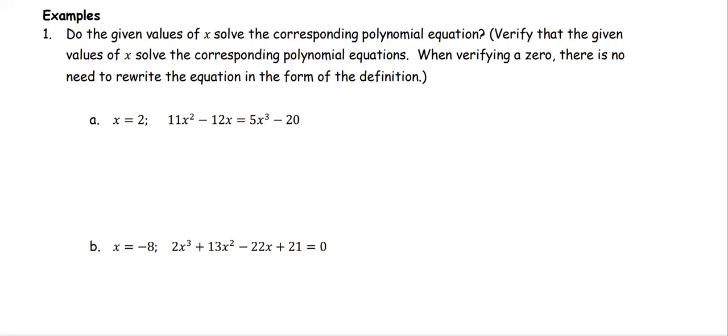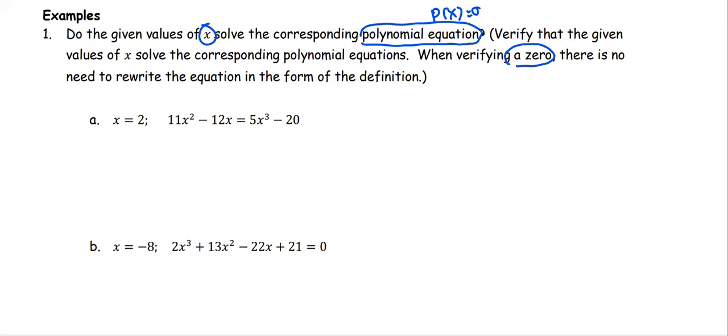Let's take a look at the examples. Do the given values of x solve the corresponding polynomial equations? It's in the form p(x) equals 0. That means we verify that the given values solve the corresponding polynomial equations. When verifying, there is no need to rewrite the equation in the form of the definition. To verify, we just replace the value of x with the given number and see if it turns out to be a true statement.